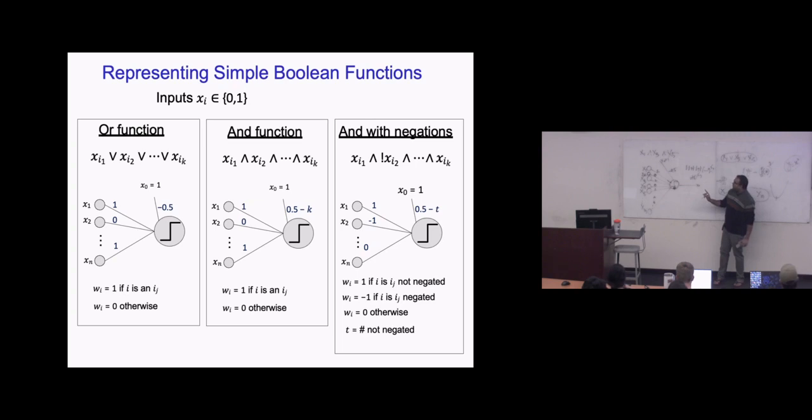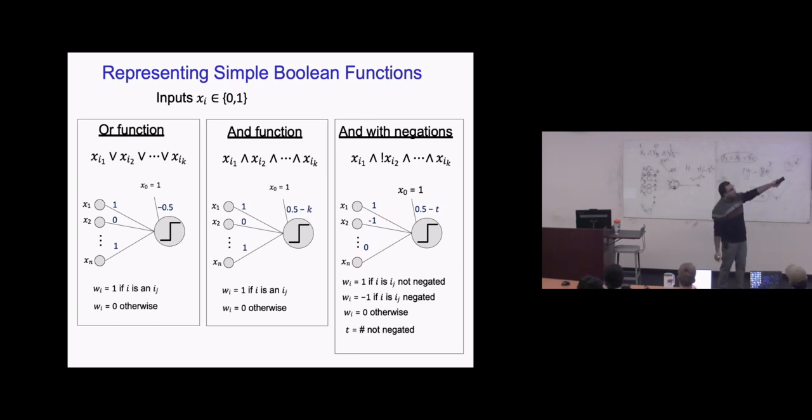Okay, let's think about x1 and x5 being 1, and x3 being 0. What happens? Minus 0.5, right? Because one of them is now 0. So you get a minus 0.5. Does it fire? No. So if not all of them are 1, it will not fire. This is essentially what the AND function is supposed to be, right? You only fire when you have all the 1s.